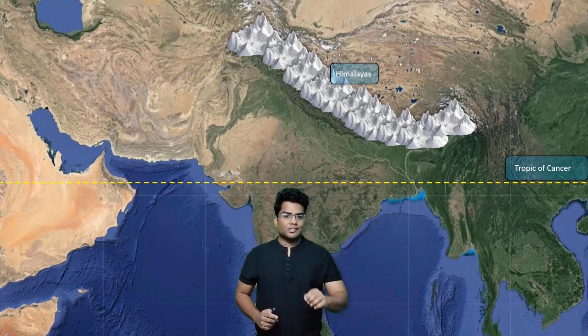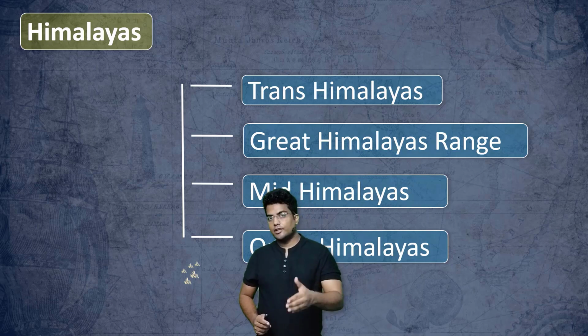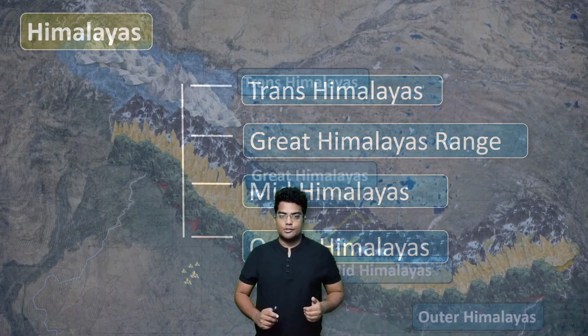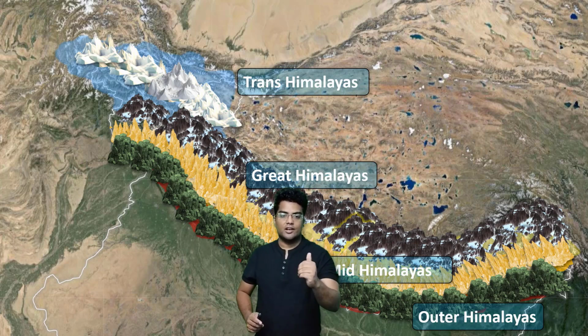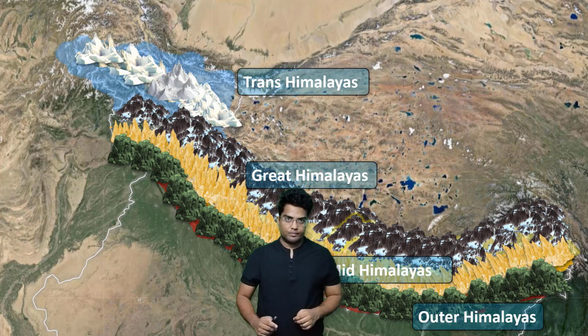So Himalayas. As you can see, you see it as a monolith, a single structure. But the Himalayas is composed of many different ranges. So this is how the Himalayas look. You have the Trans-Himalayas, Great Himalayas, Mid-Himalayas and the Outer Himalayas. Let me show you. There is another range called the Northeastern Himalayas, which we will discuss later. For the time being, let's say there are 4 ranges in the Himalayas: Trans, Great, Mid and the Outer.